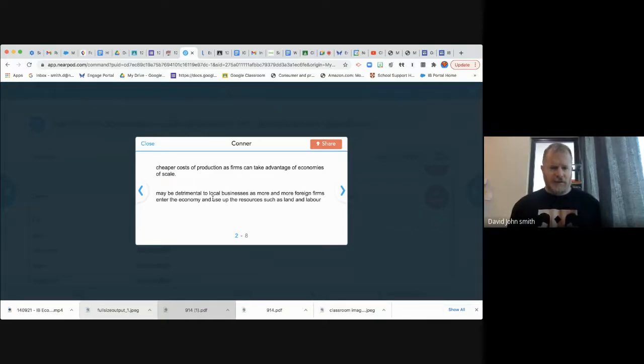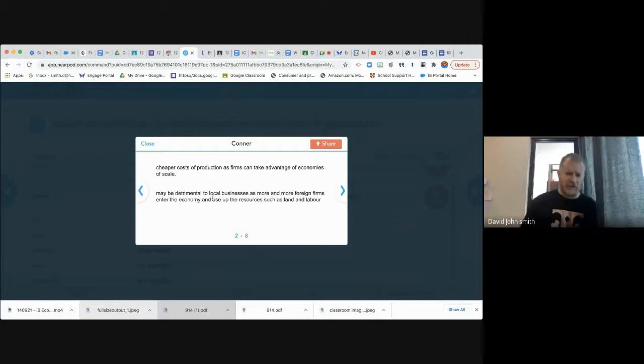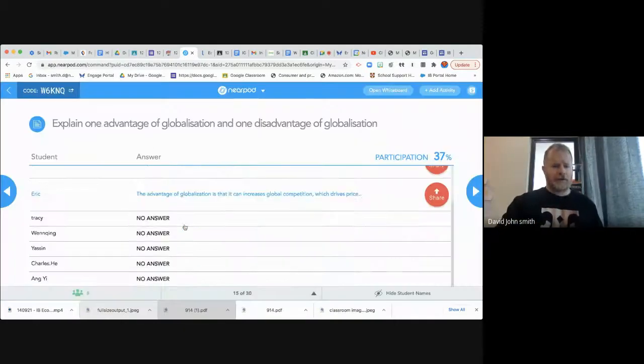Yes, Connor, that's good. Cheaper costs of production as firms can take advantage of economies of scale. Well done. May be detrimental to local businesses as more and more foreign firms enter the economy, use up the resources. Yes, absolutely right, Connor. Well done. All right, good work.